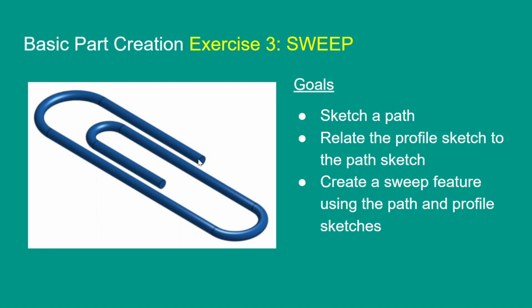Essentially we're going to make a path, right? Basically a line that follows this particular shape of the paperclip. Then we're going to draw another sketch, which is the profile for the circle. Then we're going to use the sweep tool to take that circle and essentially extrude it, sweep it all the way around the entire path to create the paperclip.